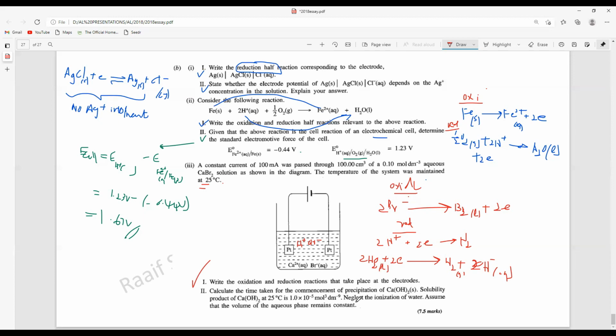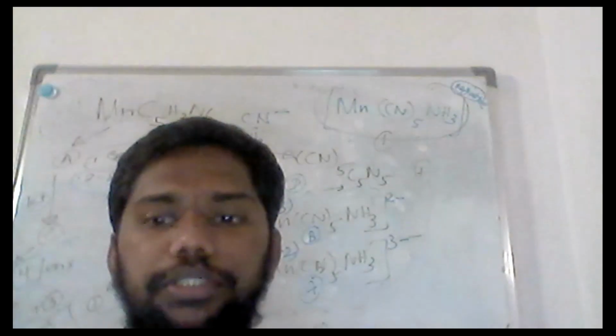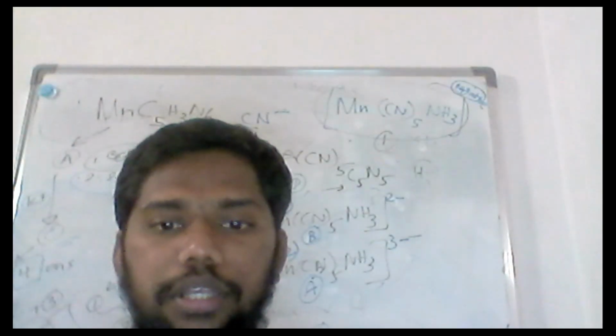So this becomes very simple here. In fact, they have given the solubility product of calcium hydroxide and neglect the ionization of water. Assume that the volume of the aqueous phase remains constant. So I will use the board very quickly to explain the situation. Okay, I will stop sharing. And yeah, the idea is very simple. I will quickly tell what is actually happening here.